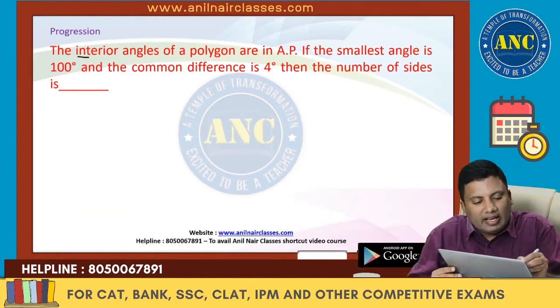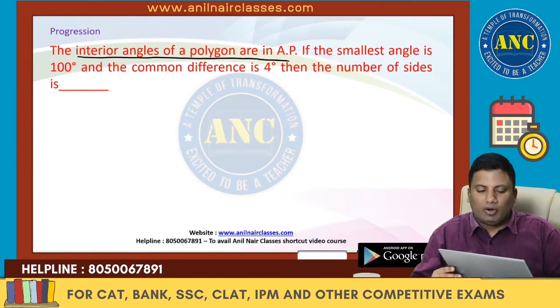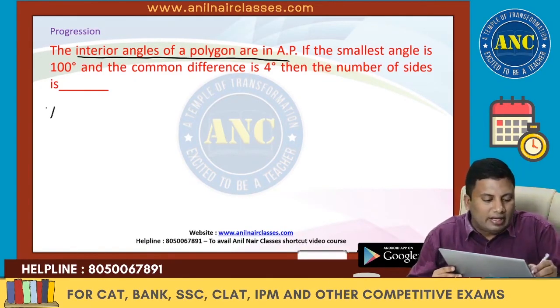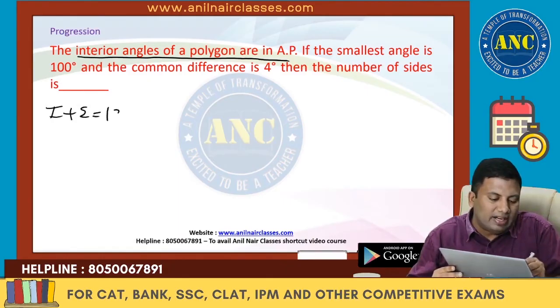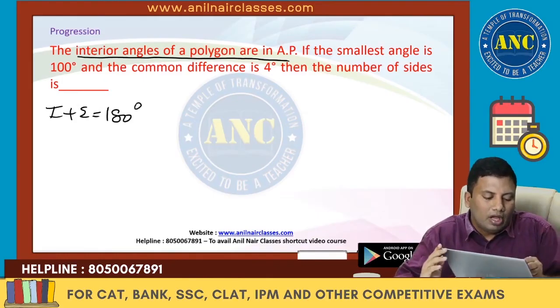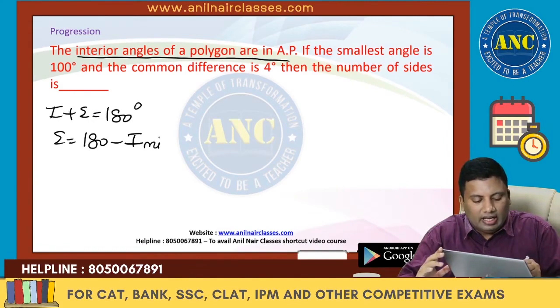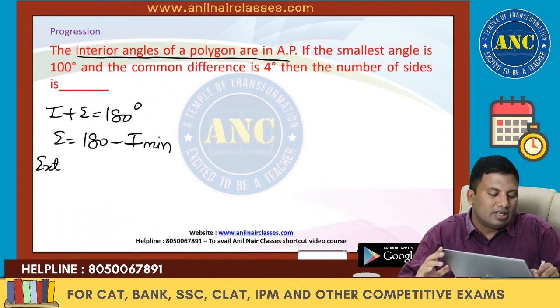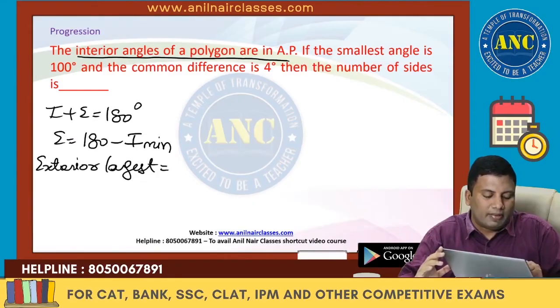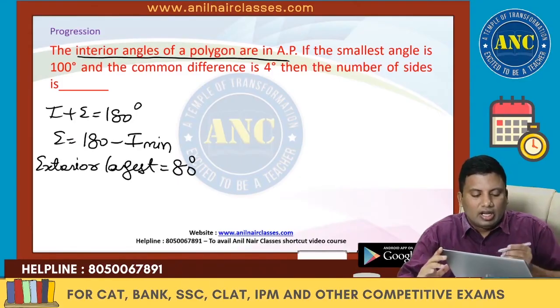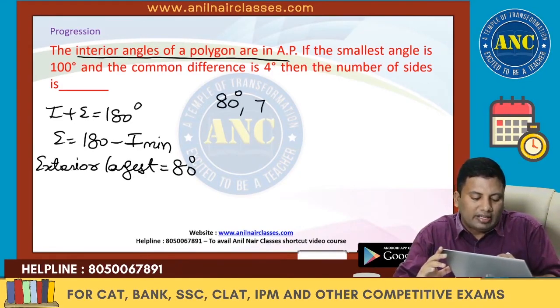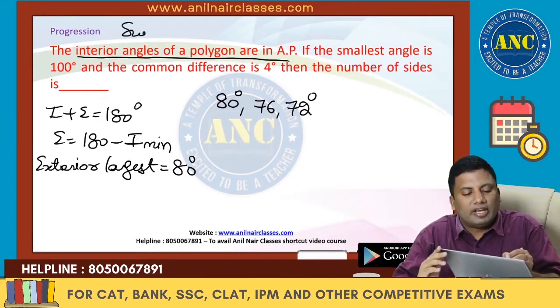The interior angles of a polygon are in AP. Interior plus exterior is 180 degrees, so exterior is 180 minus interior. Interior is minimum 100 degrees, so the largest exterior is 80 degrees. Common difference is 4. 80, next is 76, 72.